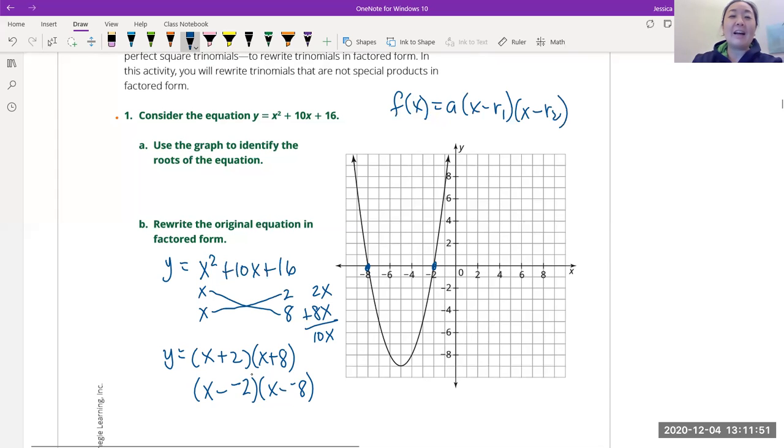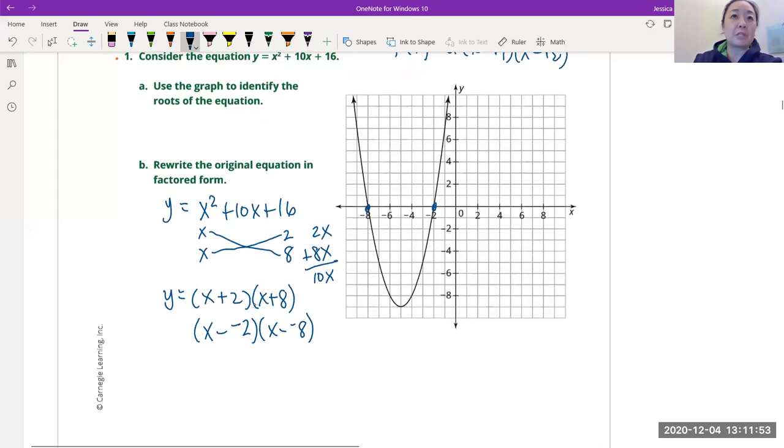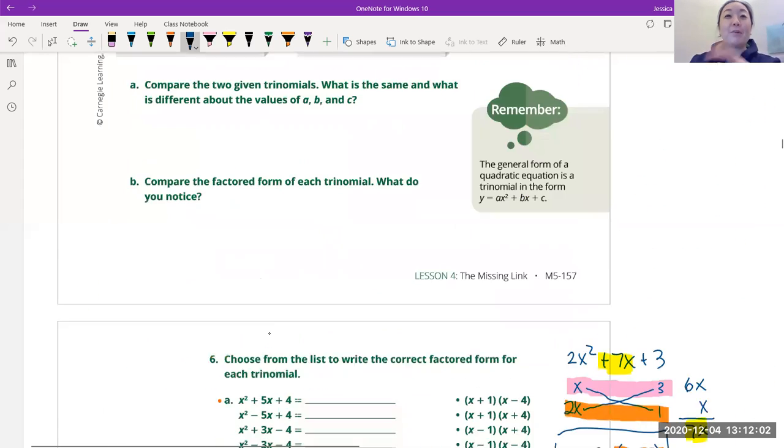All right, and this is going to go on to what we learned later on. So this right here, I'll come back to this. Okay, I'm going to move on to the next part.